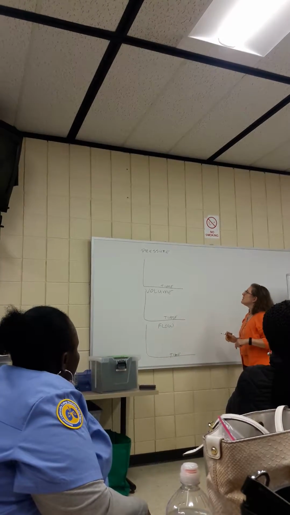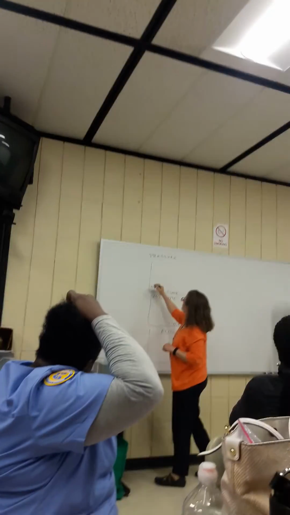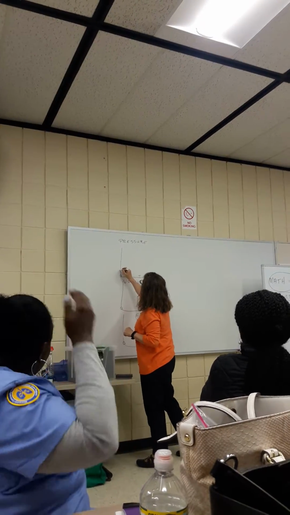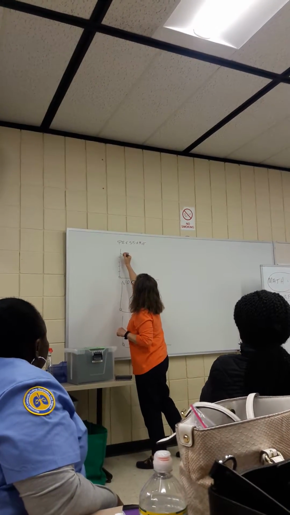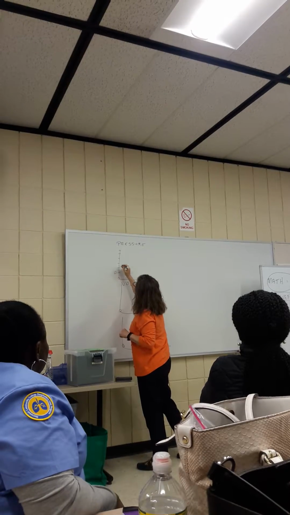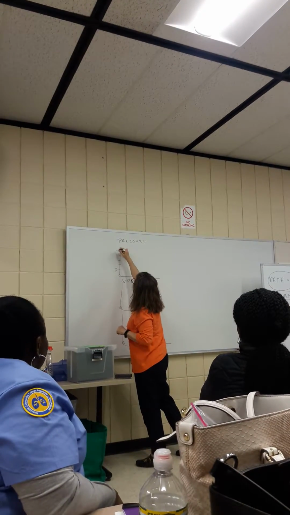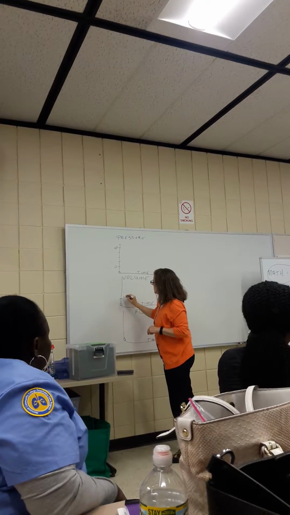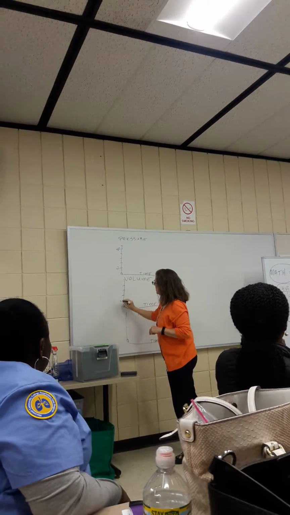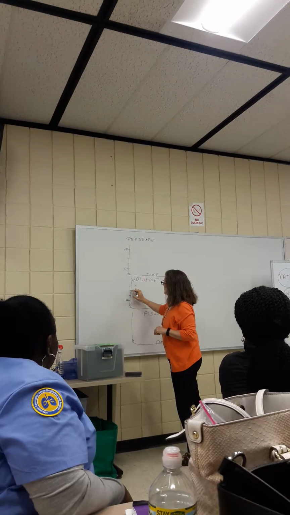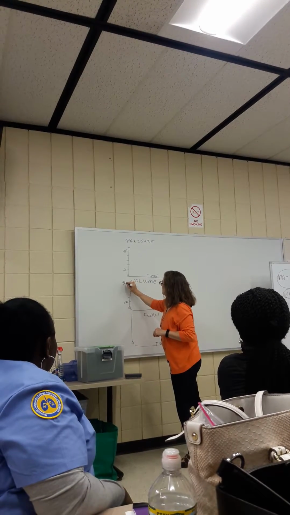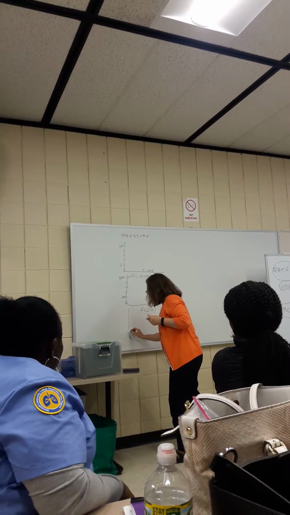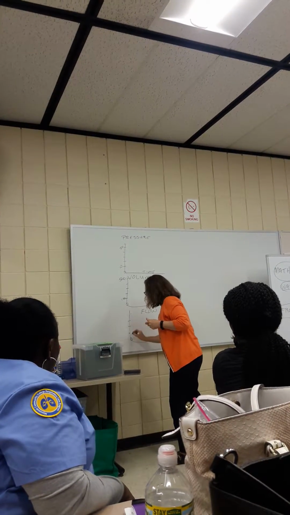I'm just going to put in baselines, these will all be 0. Let's just say each of these is 10, 20, 30, 40. There's your pressure. For volume, let's say each of these hash marks is 100. And then for flow, let's say each hash mark is 10.